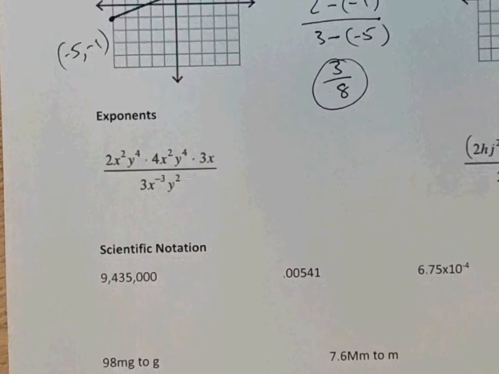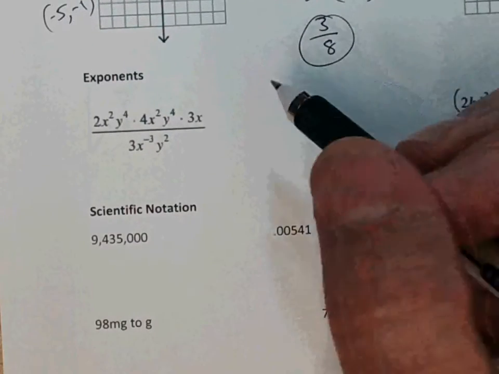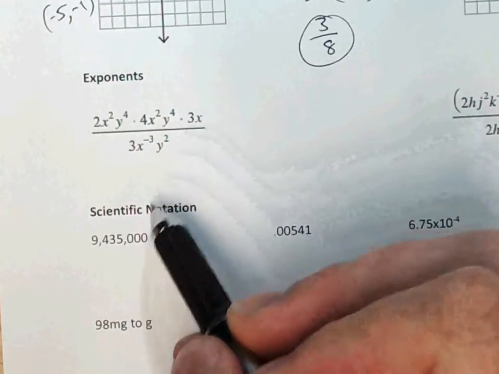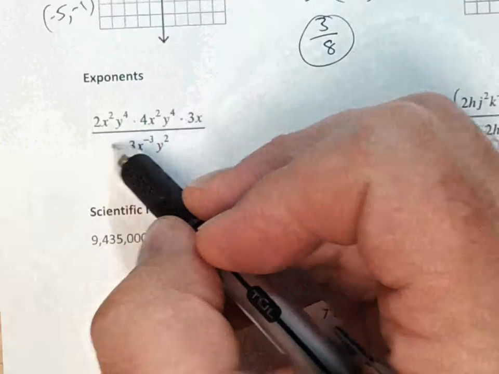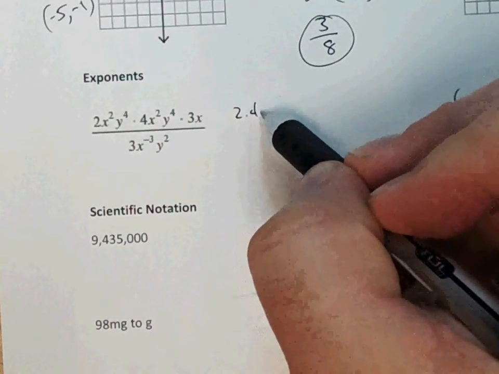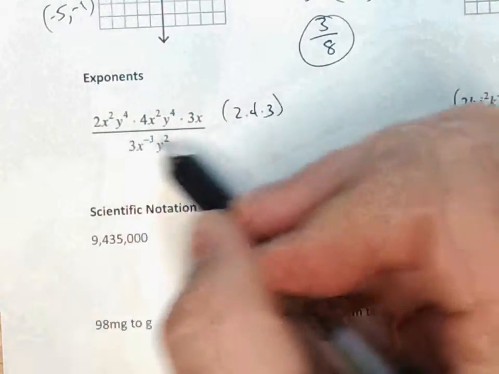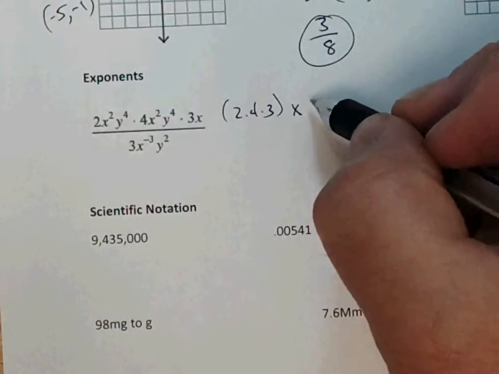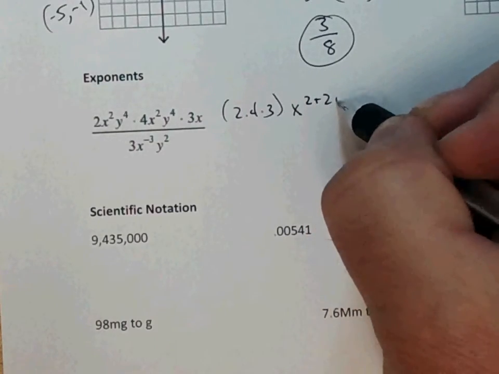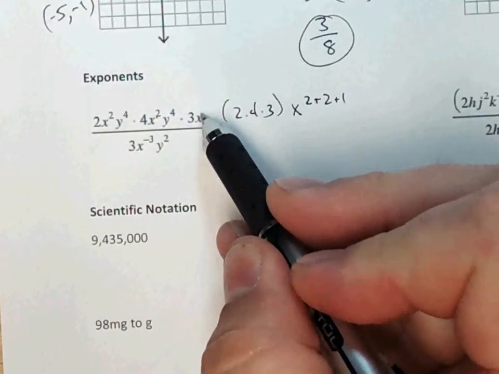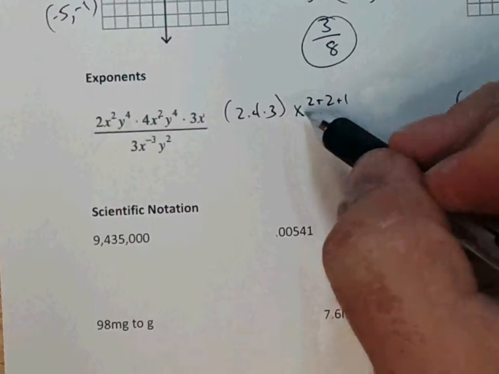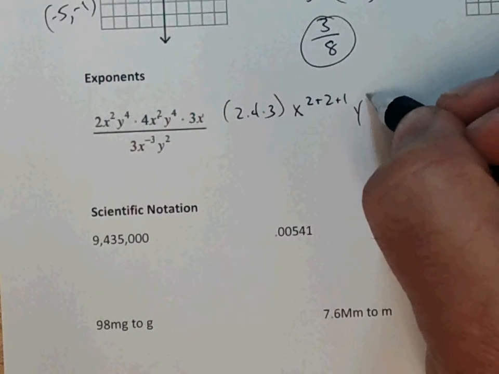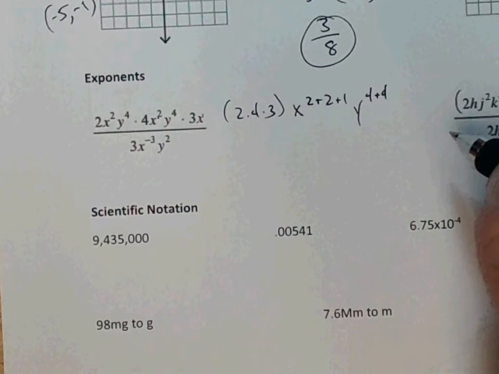Okay, so let's go to exponents. When you're dealing with exponents, basically we're going to look at all the numbers by themselves, and then we're going to look at each variable by itself. So it's kind of like 2 times 4 times 3. And then we have our x's, but now when we have exponents, when they multiply exponents, you just add the actual exponent. So it's going to be 2 plus 2 plus 1, there's an implied 1 there. And then for our y's, we're going to have 4, 4, and nothing. So we'll just add those together.